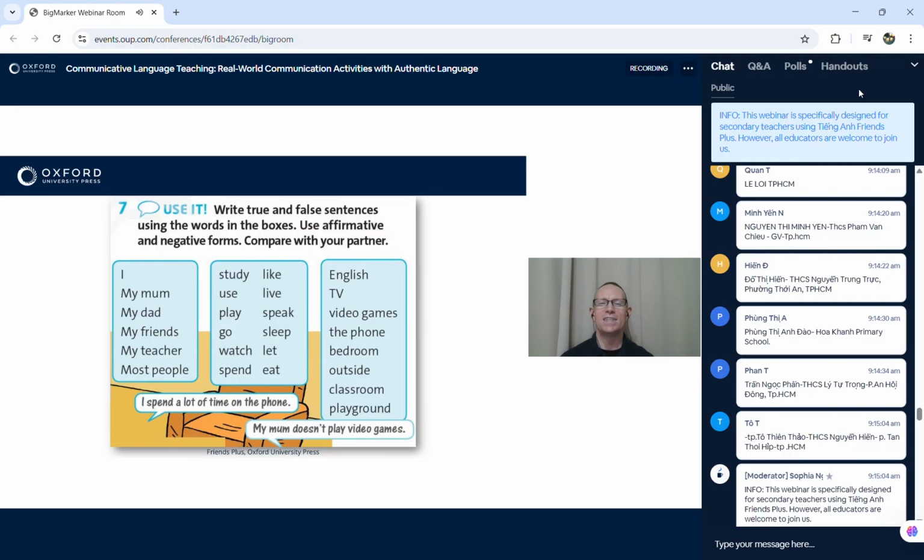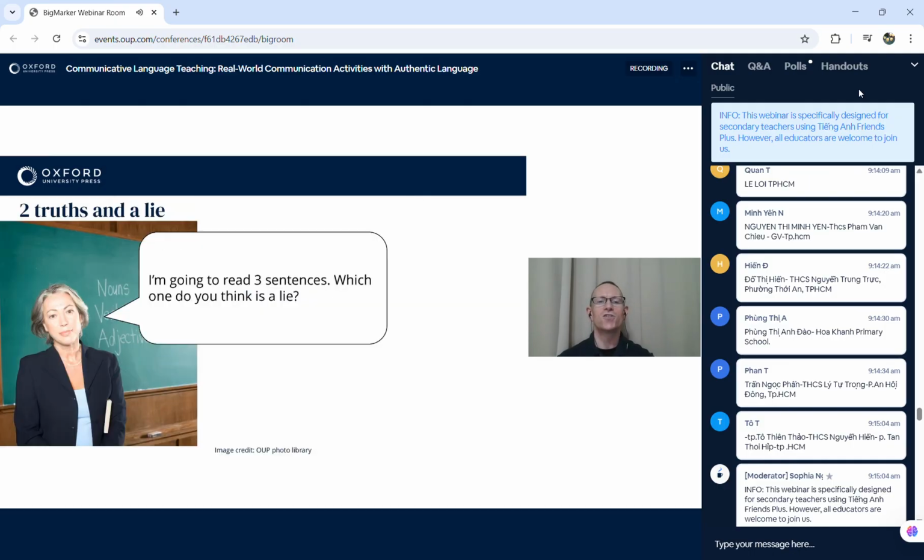However, for many teenage learners, for all of the reasons we discussed earlier, such as being shy, not understanding instructions, not being motivated, we might need to use an activity to help keep all students engaged. So for this page, I'd like to recommend 2 truths and a lie. In this activity, students make 3 sentences. 2 of them are true. 1 of them is a lie. The partner needs to guess which one is a lie.